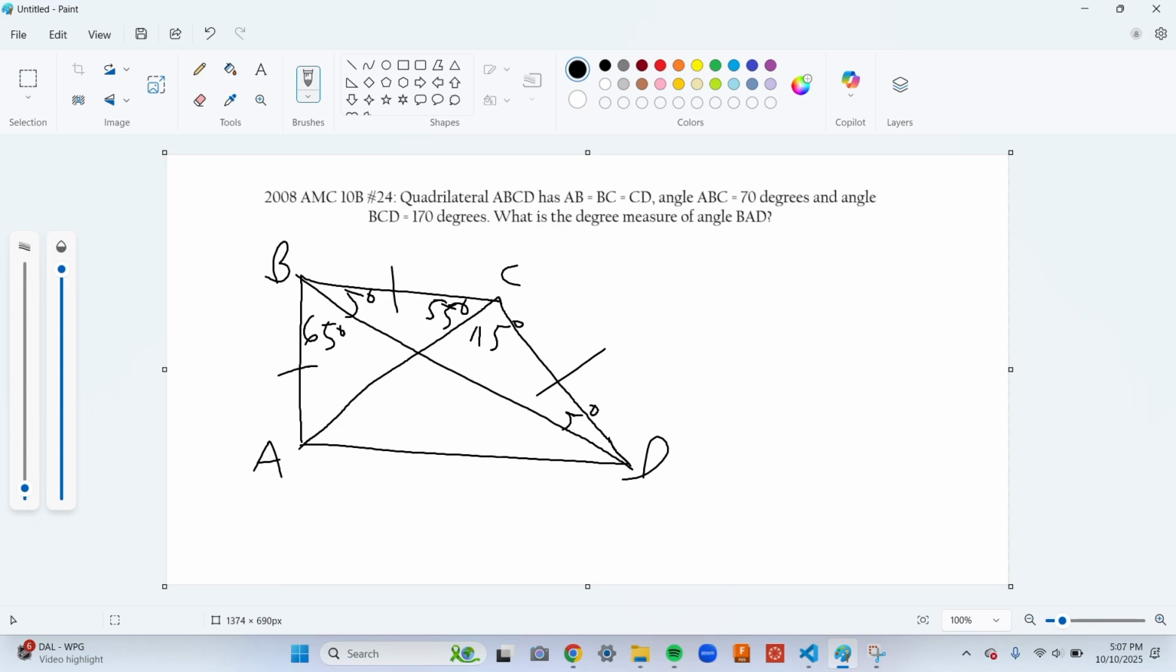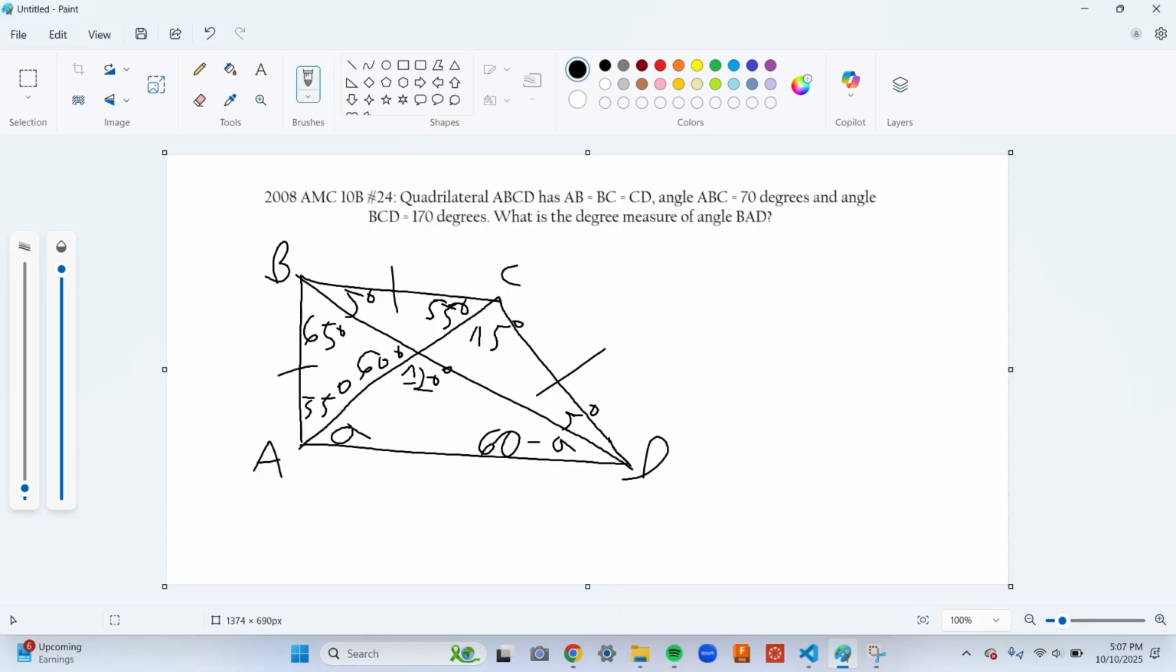And then this is going to be 55 degrees, right? This is isosceles. And then this is obviously 60 degrees. This is 120. Okay. And then we want angle BAD. So let's call this angle here alpha. And then we'll call this angle here 60 minus alpha.